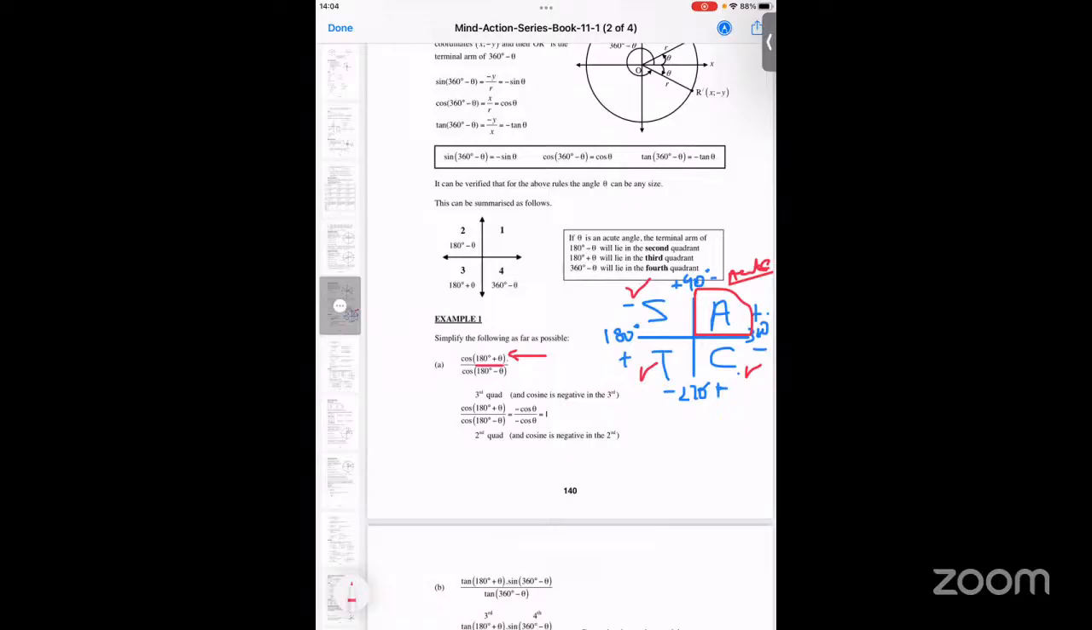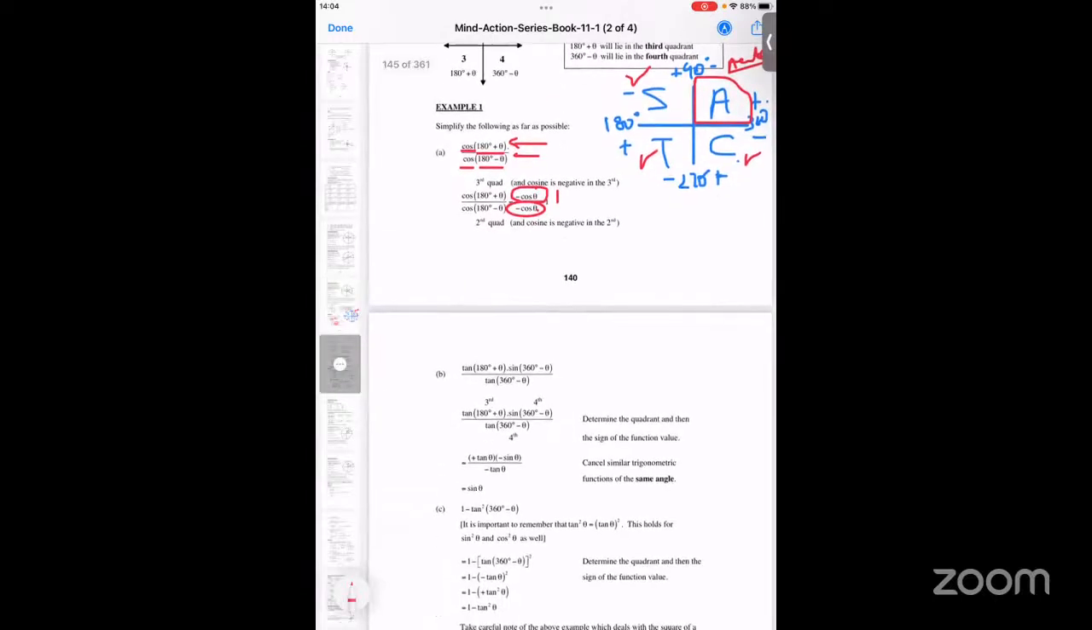Quadrant 3. Then you say, is cos positive or negative in quadrant 3? It's negative. That's why you will therefore have negative cos of an angle. You do the same with that one to say 180 minus, which quadrant? Quadrant 2. Is cos positive or negative? Negative. Yes, then that's why you have negative cos, and then that divided by that ends up being a 1. Okay, we can move on.